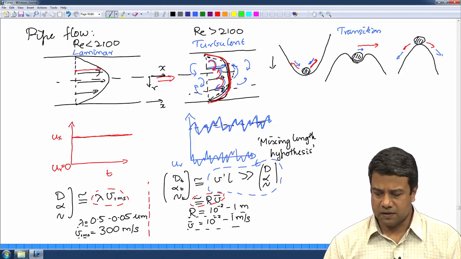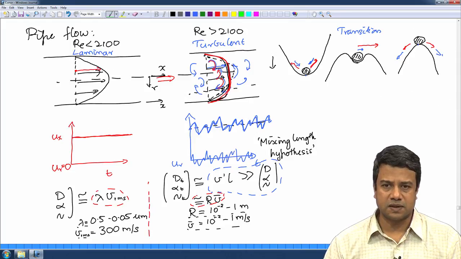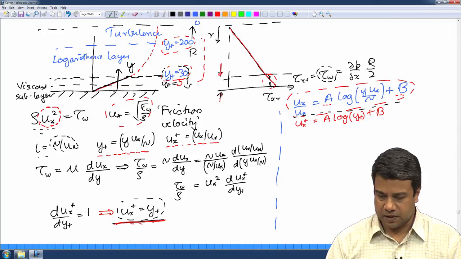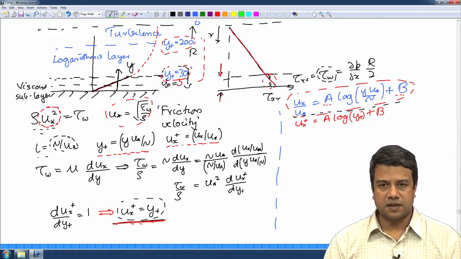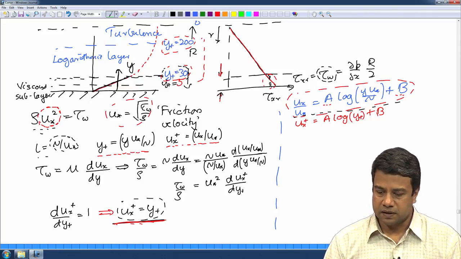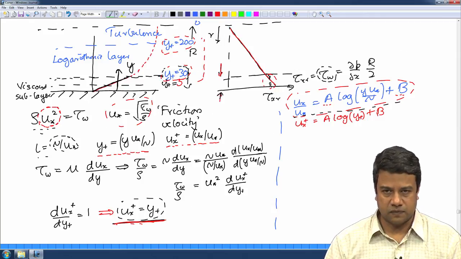And I have given you some idea of the mixing length hypothesis and how this gives rise to a much higher friction factor as compared to a laminar flow. And we had looked at the structure of a turbulent flow qualitatively. Near the wall we have a linear velocity profile in the viscous sublayer, there is a logarithmic layer, and then there is a bulk flow further away from the wall.